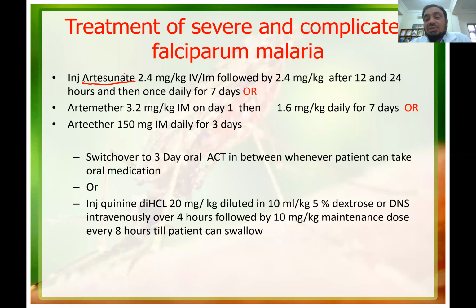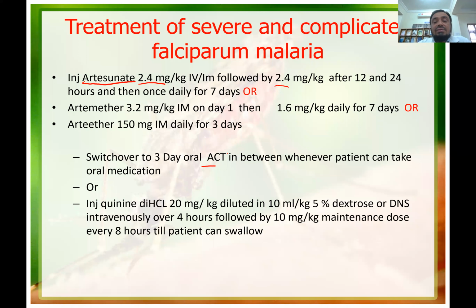intravenous artesunate, given in the dose of 2.4 milligram per kg. Then it is followed by 2.4 milligram per kg after 12 and then 24 hours, and then daily for 7 days, or till the patient can take orally. If the patient can take orally, then you can start with oral artemisinin based combination therapy for 3 days.